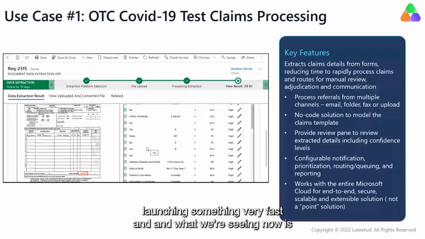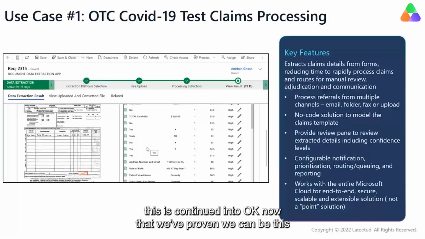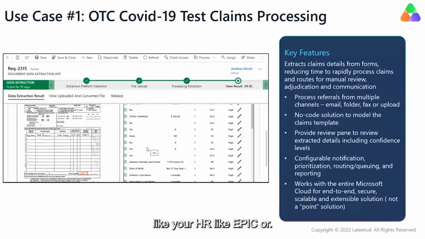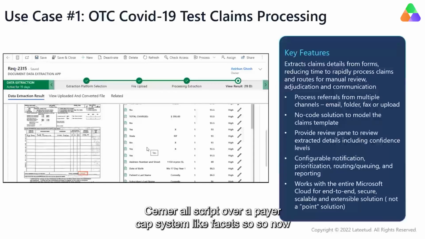And what we're seeing now is this has continued into, okay, now that we've proven we can be this agile and flexible and adaptable, now folks are looking at these automations and low-code app development platforms as the agility layer over core systems like an SAP, like your EHR, like Epic, or Cerner or Allscripts, over a payer system like Facets. So now we can be agile over perhaps monolithic sources of truth within our organization.